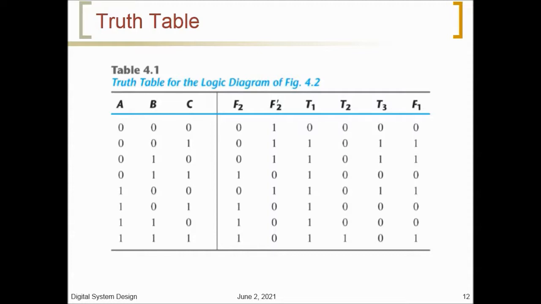The truth tables for T1 and T2 are the OR and AND functions of the input variables, respectively. The values for T3 are derived from T1 and F2 complement. So T3 is equal to 1 when both T1 and F2 complement are equal to 1, and T3 is equal to 0 otherwise. Finally, F1 is equal to 1 for those combinations in which either T2 or T3 or both are equal to 1.